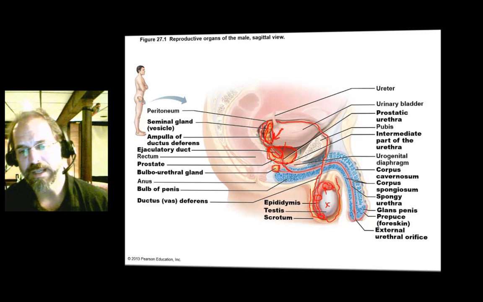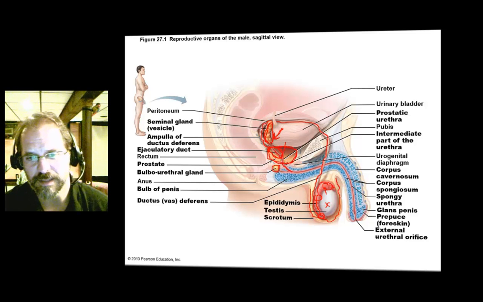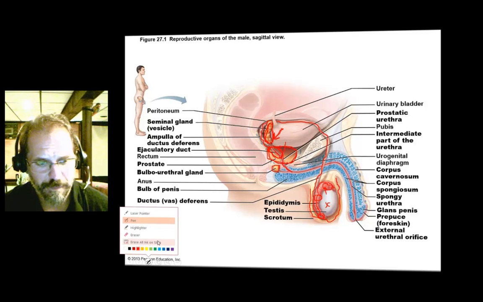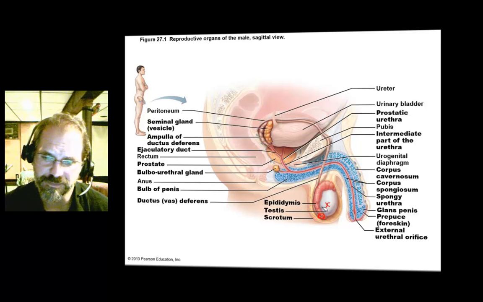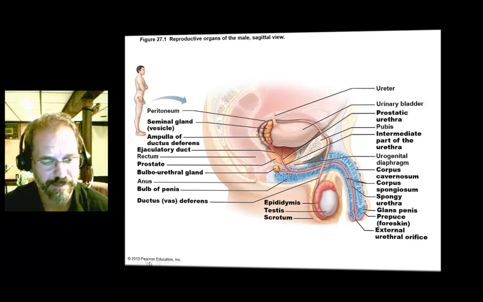Then the seminal fluid containing the sperm and the prostatic fluid and the seminal fluid, so that's all semen, is then released during ejaculation. And we pass through the regions of the urethra. So let's clean up our diagram a little bit here so we can see what we're looking at.